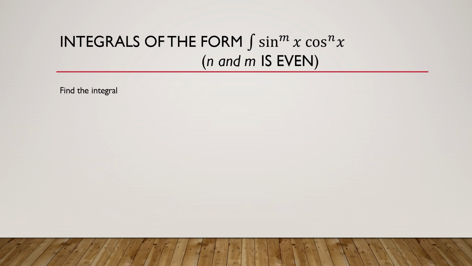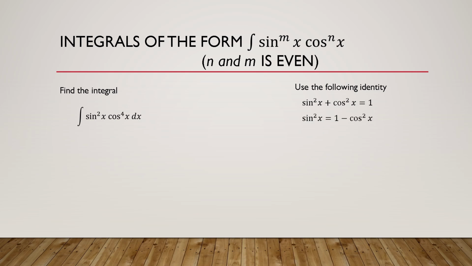In this next case, we solve for sine to the mx times cosine to the nx, where n and m are even. For example, we can solve the integral of sine squared x times cosine to the fourth x dx. Here, we also use the identity sine squared x plus cosine squared x equals 1, or sine squared x equals 1 minus cosine squared x.